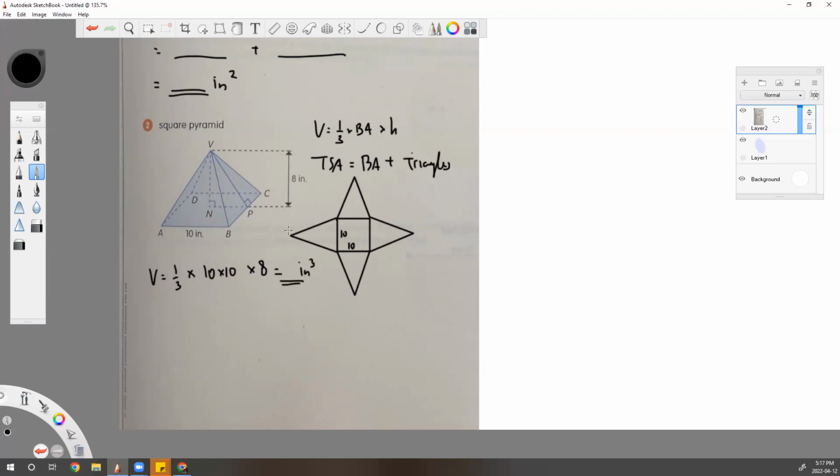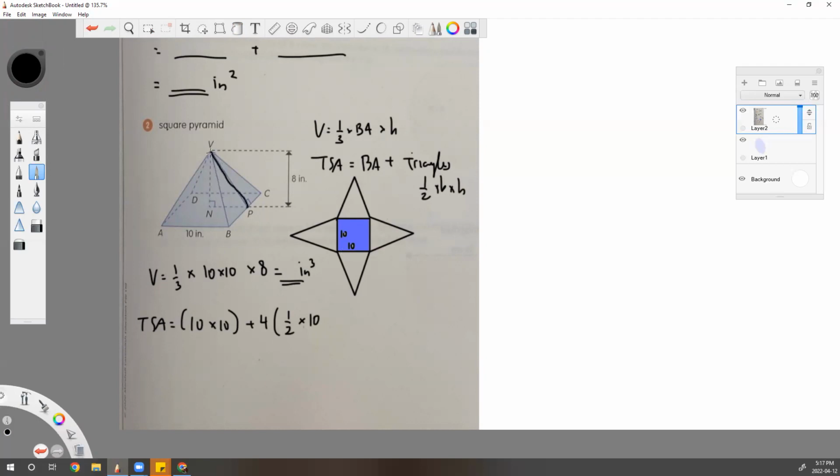But the more challenging part is to calculate the total surface area of the pyramid. So the total surface area is the base area. Base area is 10 times 10, right? I think it's simple because it is a square here. And then you need to add 4 triangles, right? 4 triangles with the base of 10. So half times base times height. So the formula of a triangle is half times base times height. But careful, the height is not 10. What is the height then? The height is VP here.